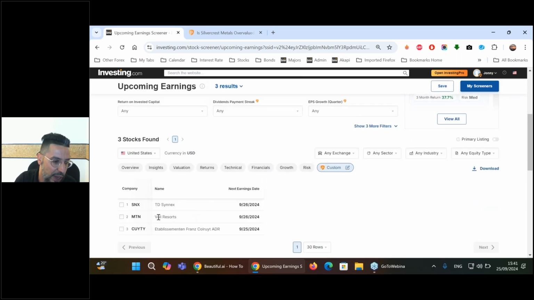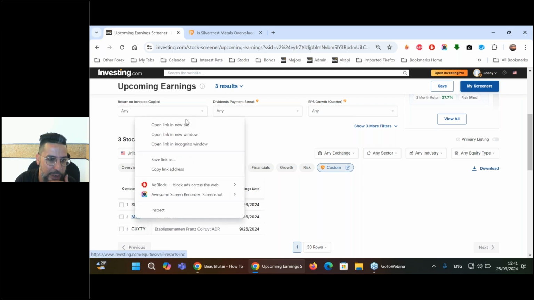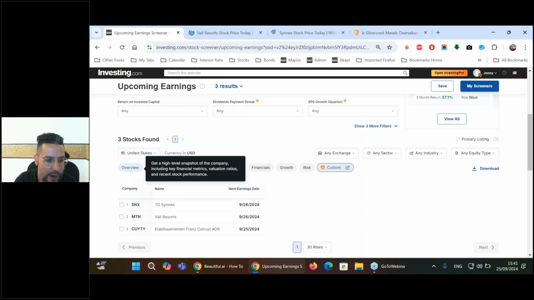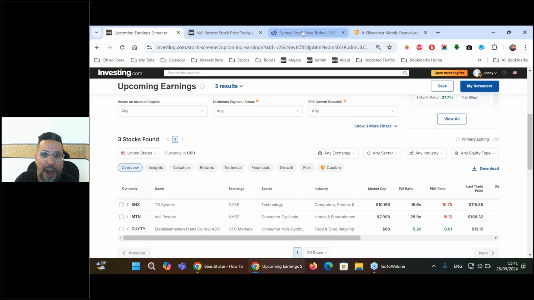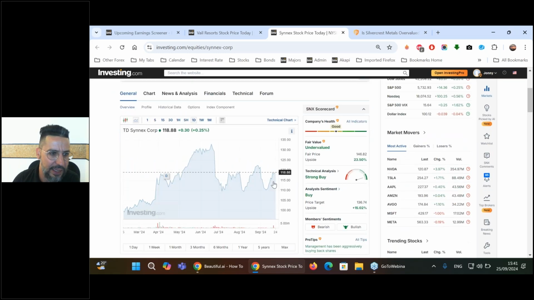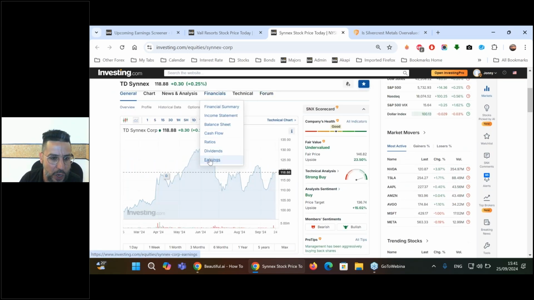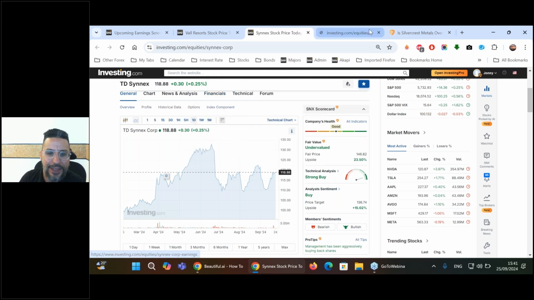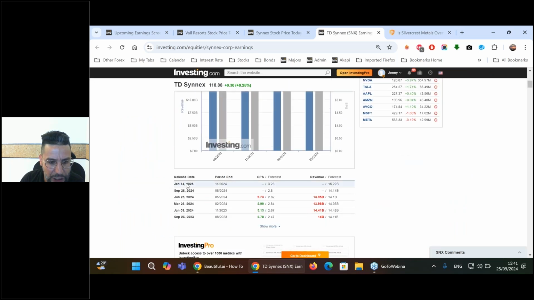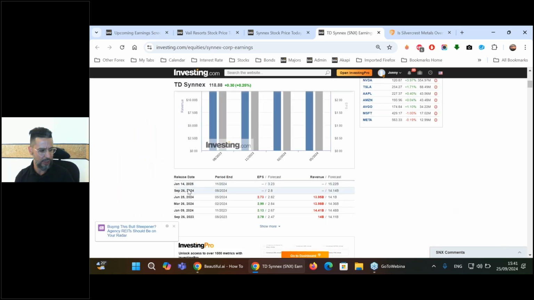Only 3 results. Vail Resorts, of course, the operator of various ski resorts around the world. TD Synnex, which is another name in a hot market right now, computers and hardware. Taking a look at TD Synnex, it has earnings coming up on September 26th, actually. So this is tomorrow. We've got earnings coming up tomorrow.